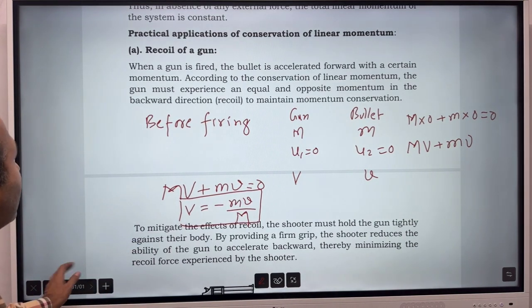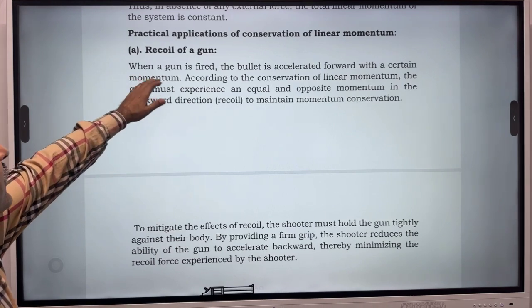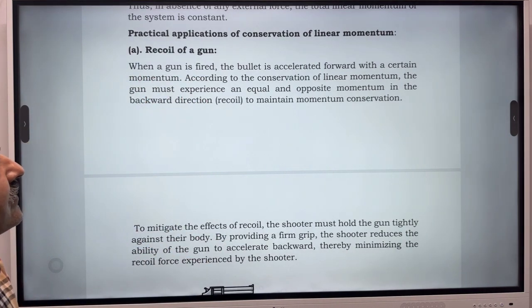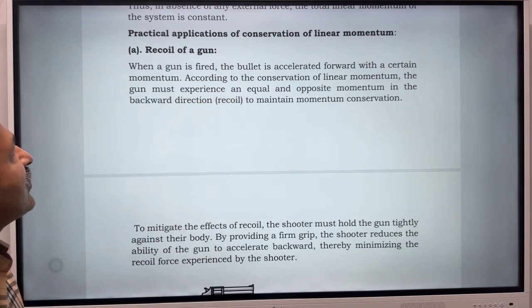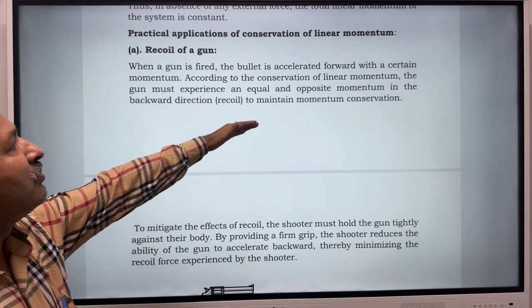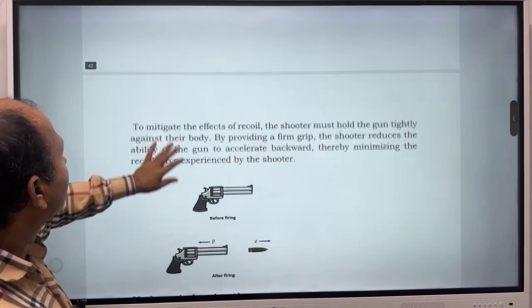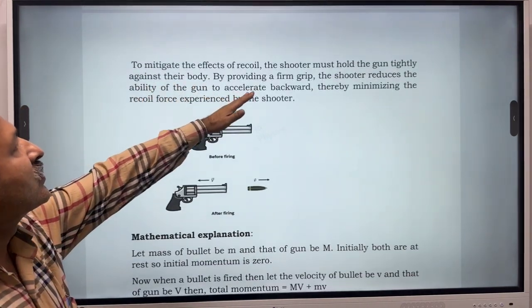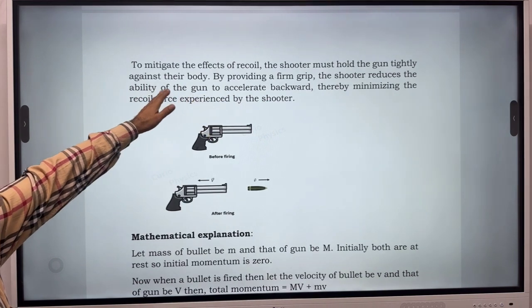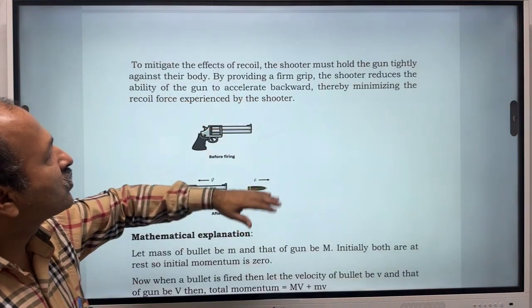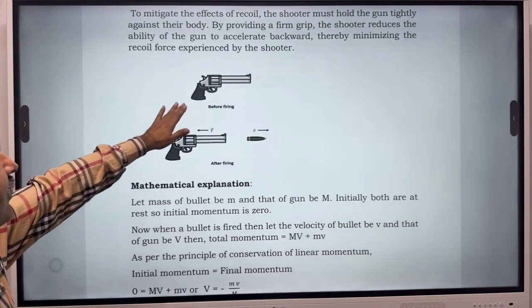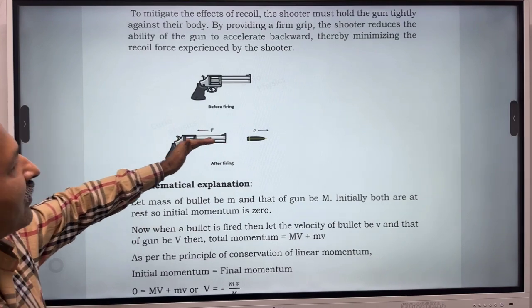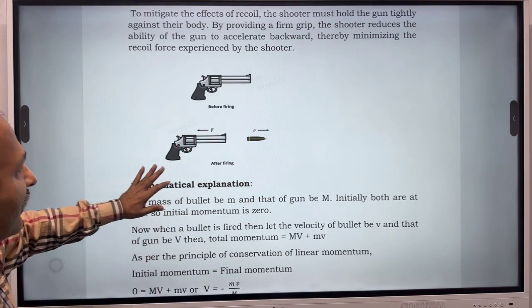The same thing is explained here. If you read it carefully, when a gun is fired, the bullet is accelerated forward with a certain momentum. According to the conservation of linear momentum, the gun must experience an equal and opposite momentum in the backward direction. That is called recoil, to maintain the momentum conservation. And to mitigate the effect of recoil, the shooter must hold the gun tightly against their body. By providing a firm grip, the shooter reduces the ability of the gun to accelerate backward, thereby minimizing the recoil force. Here, before firing, after firing, it moves backward, the bullet moves forward. So it is very clear.